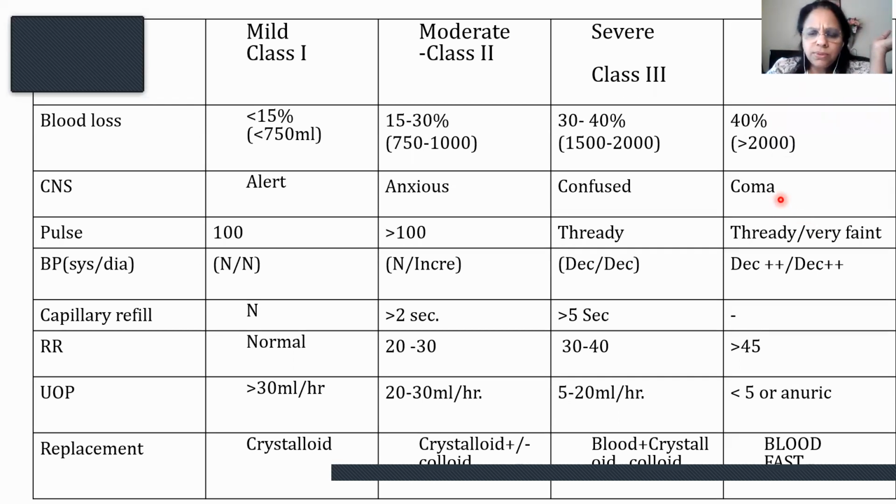When the patient is very comatose, right? And then the pulse is very thready and very faint, and the diastole and systole have all dropped, you can hardly hear or see them. You can't even find the capillary refill, it's so cold, and then the respiratory rate is very high and the urine output is almost nil, right? And now that is to say he has lost more than 40%. There should be a sign of more than 40% here, and that is to say more than 2000 ml loss, right?